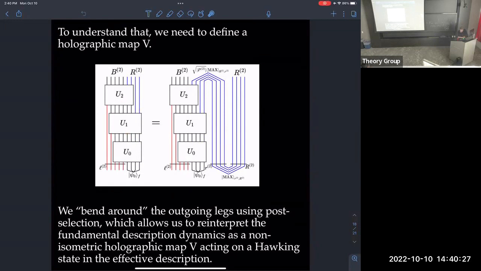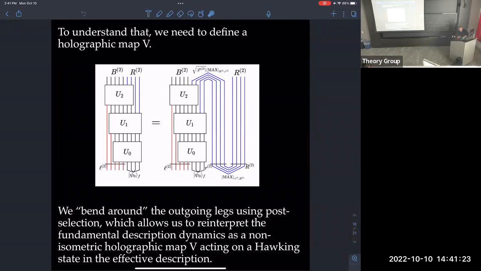And on the right here, I'm deforming that picture a little bit to demonstrate how we're defining the holographic map. We've taken these legs that were output, just capital R in the fundamental description, and on this drawing, bent them around and then bent them around again, so they come out like R. When we bend around the legs like this up top, that's like post-selecting onto this maximally entangled state. That's what this drawing means mathematically. We have some qubits, these lines, and these angled brackets mean we're post-selecting those qubits onto this maximally entangled state. And when we have these angled lines, that means we're inputting the maximally entangled state.